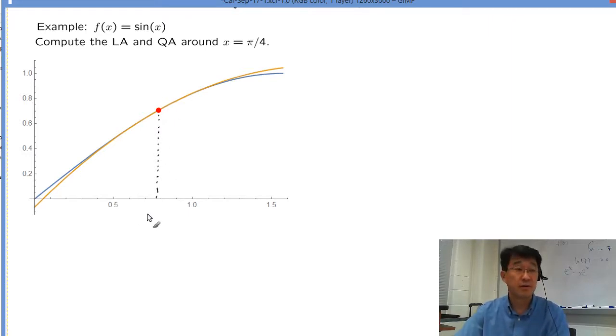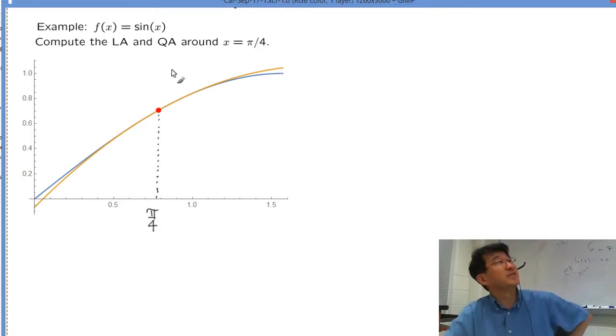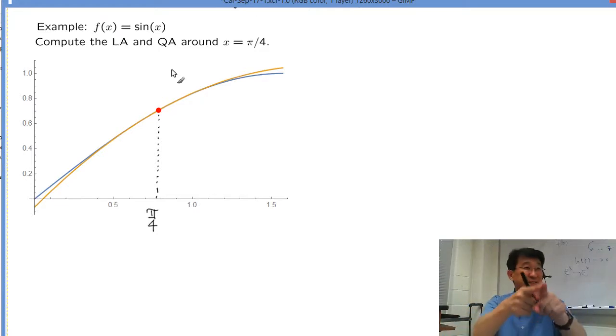0. 0.8. Which one? More precise? Pi over 4. Pi over 4 was the answer, right? Why is it pi over 4? This is the linear and quadratic approximation. Add pi over 4, and that's the point. Pi over 4. And the blue one is the actual sine x. This orange one is the quadratic.